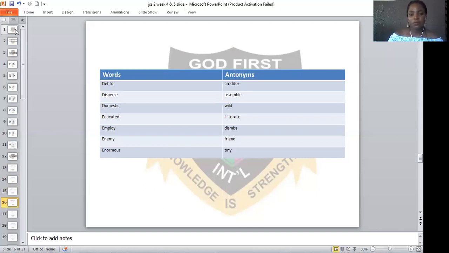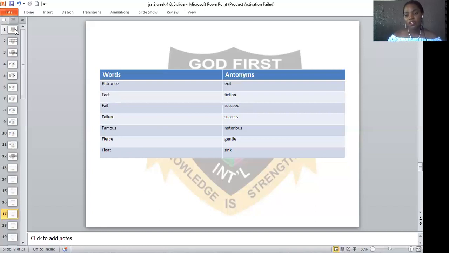Debtor, creditor. To disperse, like they all dispersed when the police came around. To assemble, they all assembled when they were called for. Domestic, this is a domestic animal, and this is a wild animal. Educated, illiterate. Employ, dismiss. Enemy, friend. Enormous, tiny. Entrance, exit. Fact and fiction. This story is a fact, while that story is a fiction.